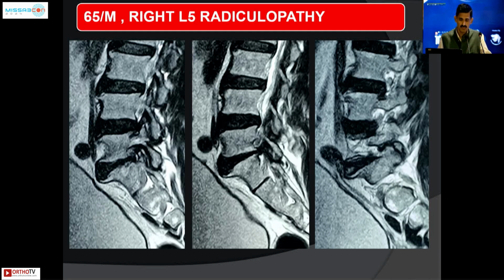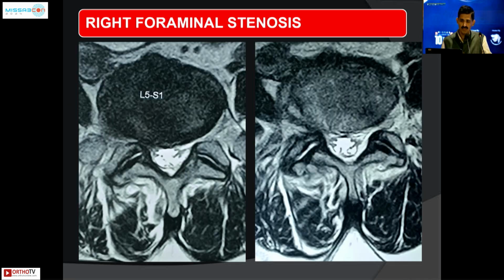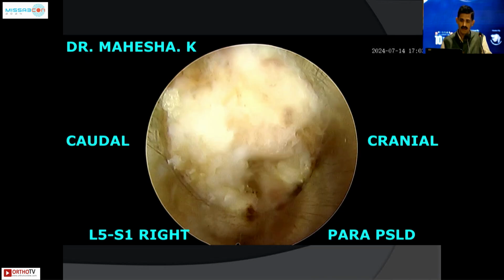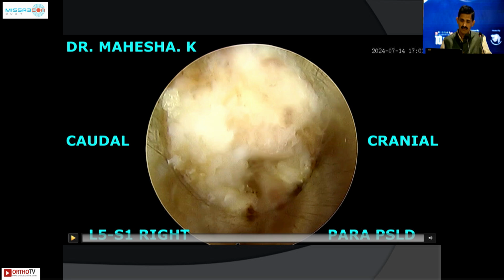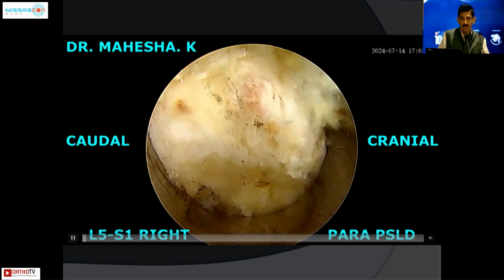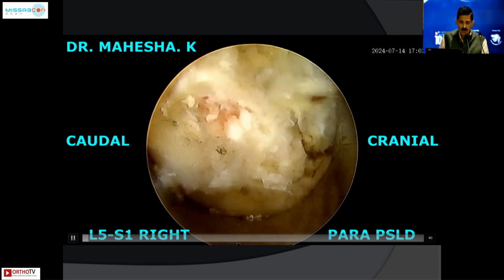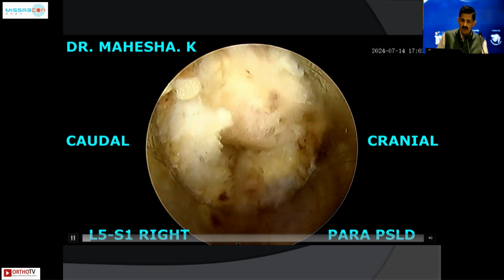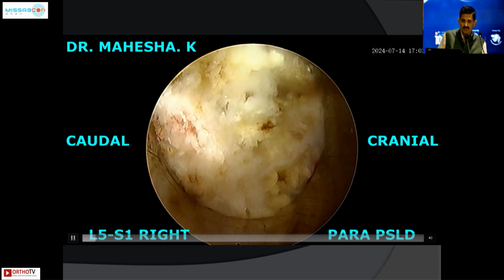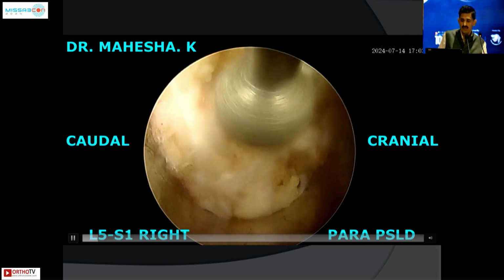This is another case. This is the L5-S1 level with the right L5 radiculopathy. You can see the foramen is completely blocked. Again, it was done with the para-PSLD, and here I will show a video. So we land on the isthmus. We should identify 3 bony points, that is superior articular process, the isthmus, and the transverse process. This is the place where we dock the cannula.